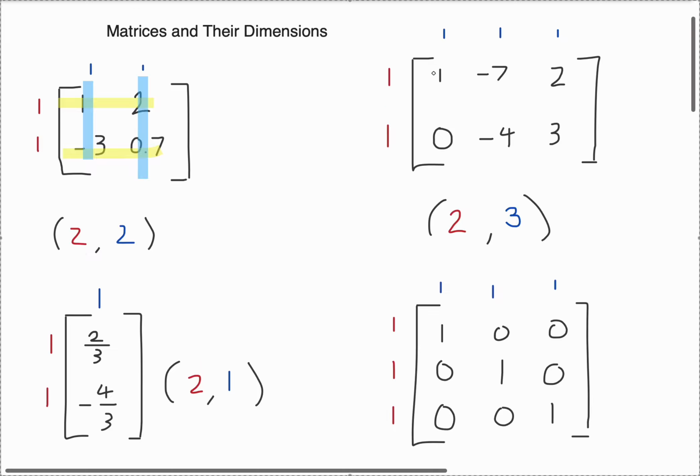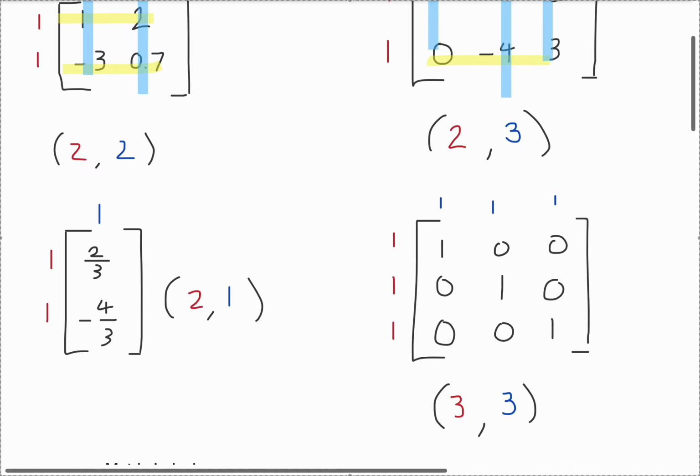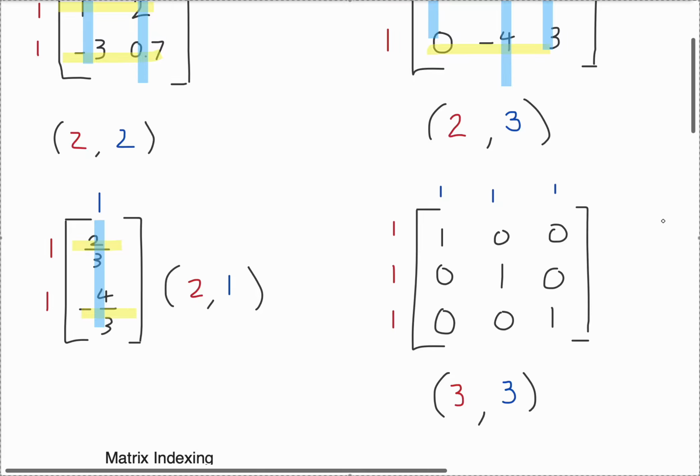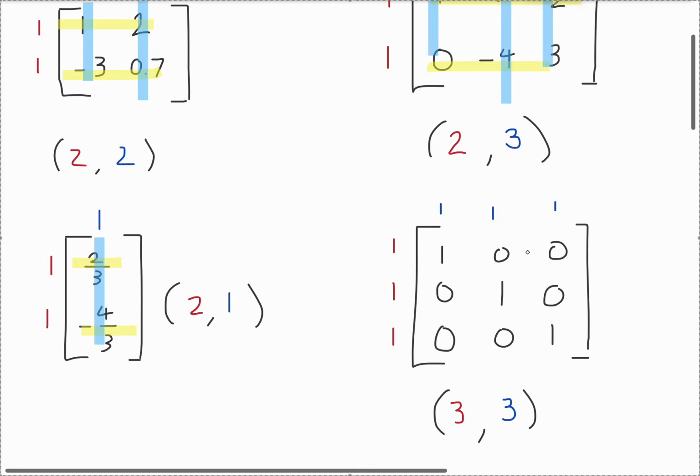Similarly here in the top right, we have 2 rows and we have 3 columns. 1, 2, 3. So we say the dimensions are 2, 3. Here we have 2 rows and 1 column. So we say the dimensions are 2, 1. And here we have 3 rows and 3 columns. Okay, so that's what a matrix is.